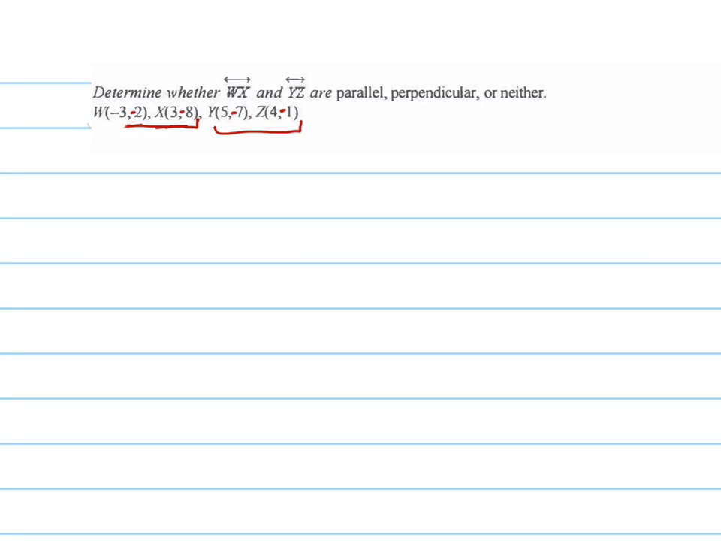Let me change the color of this. We need to find the equation. Whoops, that was a negative there. The equation for that line. So I'll do that in green. And then we need to find the equation of the red line.